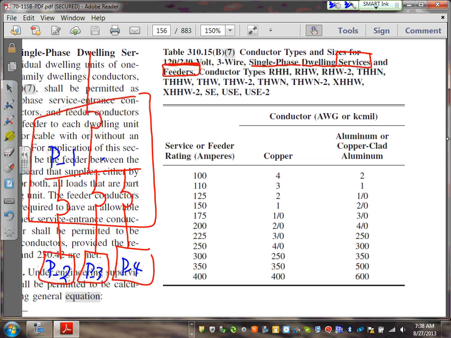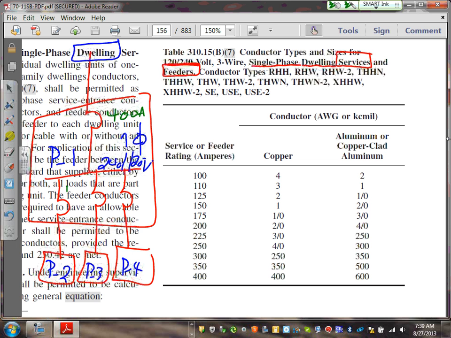Okay, the voltage system for this is 240/120 volt, and it's single phase. Can I use this table? Yeah, single phase, 240/120, and it is for a dwelling. That building is for a dwelling. Can I use this table? Absolutely. Okay, now let's throw a couple of numbers on amps. Let's just say this was 400 amp.